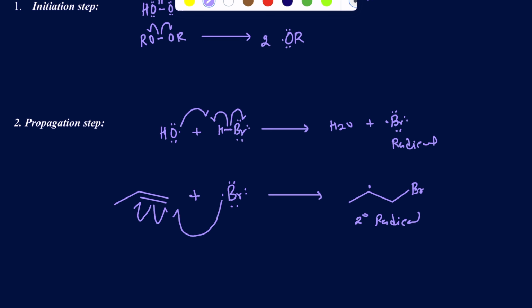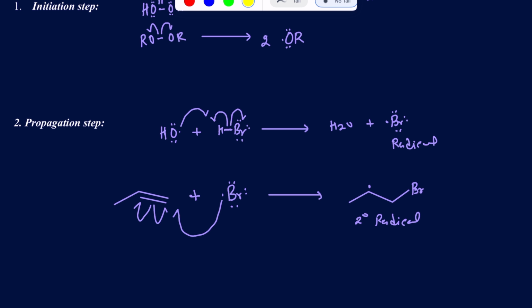Now, if someone says, why not use this carbon's radical here and combine it with the bromine? Well, if you do so, your bromine will go to the middle carbon, but then this carbon would eventually get the radical, and that would be a primary radical. So remember, I have to make sure I'm going through the more stable radical. So this is again a propagation step.